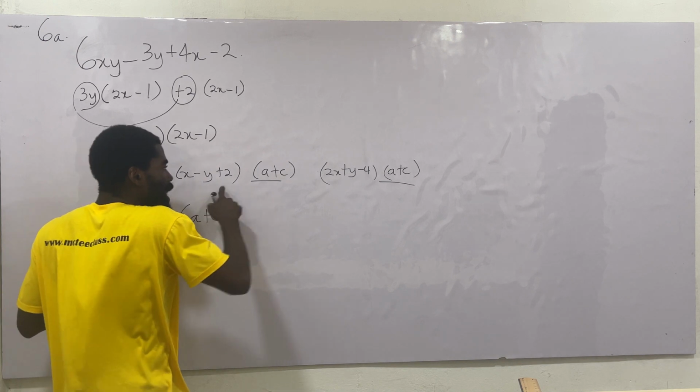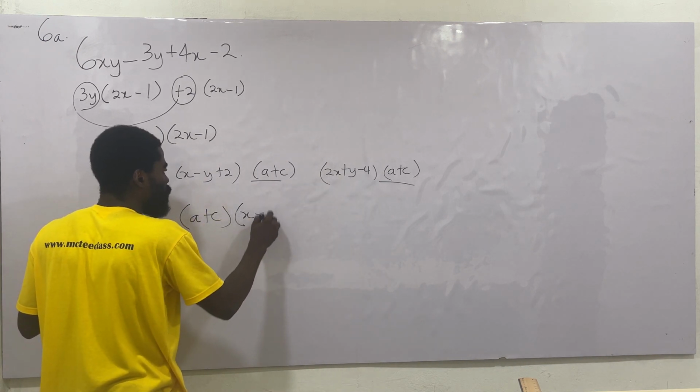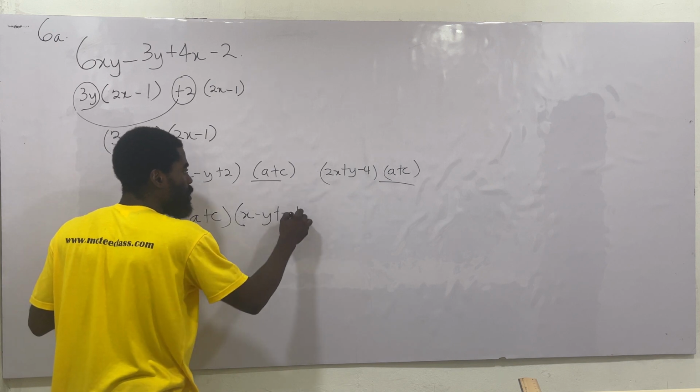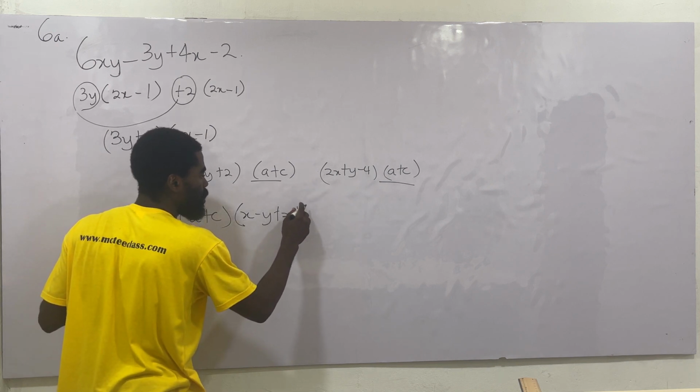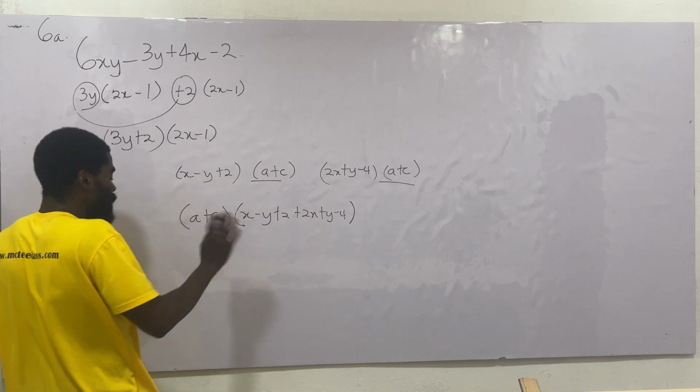Then I'm going to put these guys into one bracket outside. So that'll give me 2. That'll give me x minus y plus 2. Then plus what? Plus 2x plus y minus 4 into another bracket. I can simplify this. Don't worry about that.